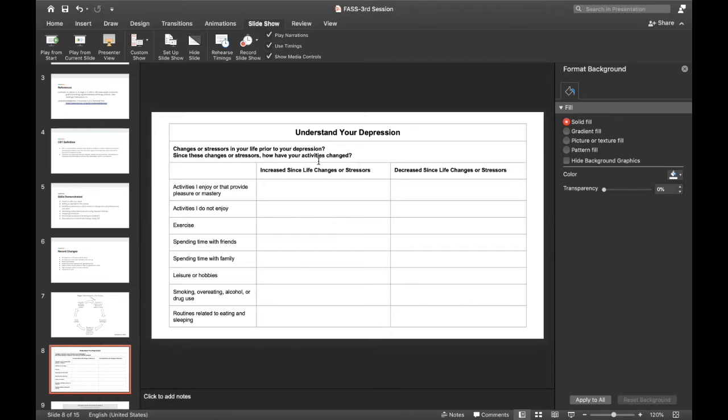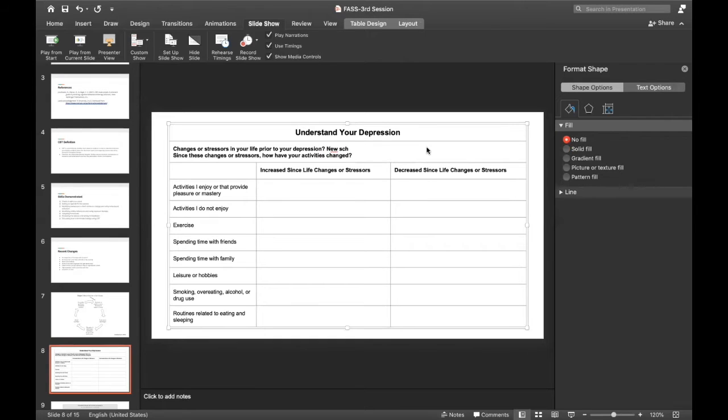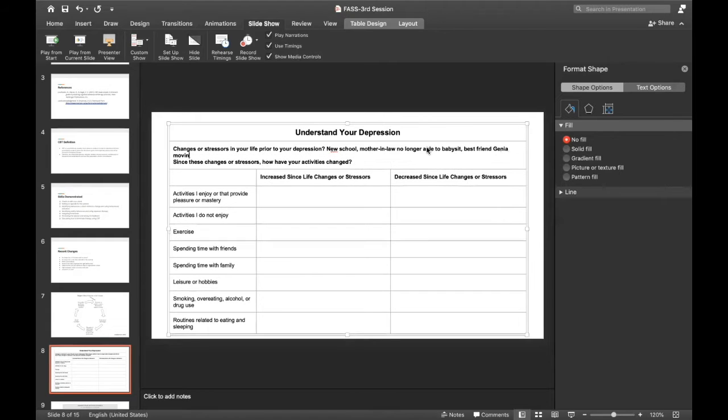So I want to start with the top section here that's changes or stressors in your life prior to your depression. Is there anything you'd put up there? Yeah, the new school. Okay. My mother-in-law no longer being able to babysit. And my best friend, Gina, moving away. Okay. Is there anything else there or can we move to the next section? No, we can move on.